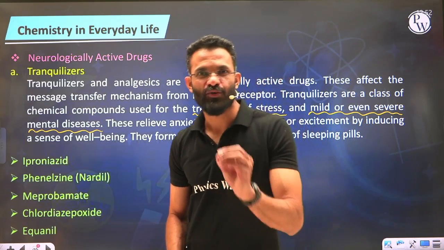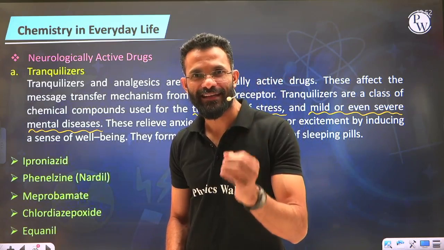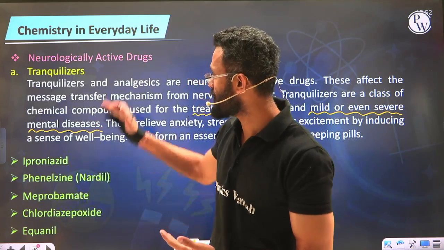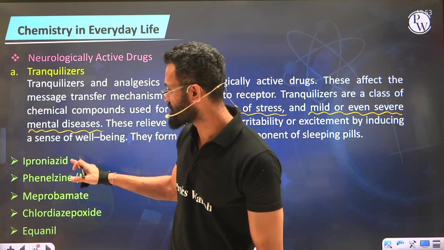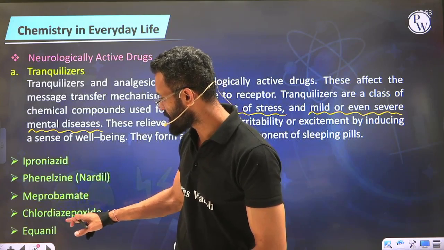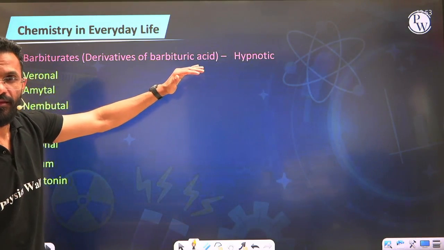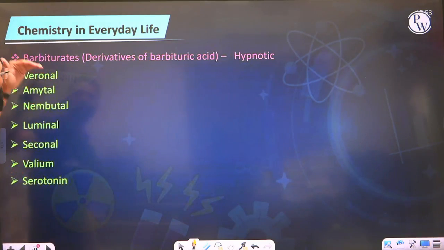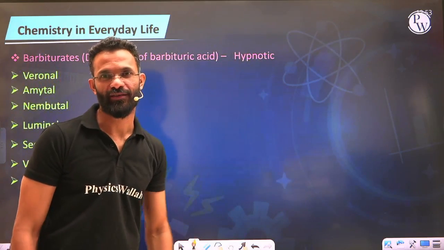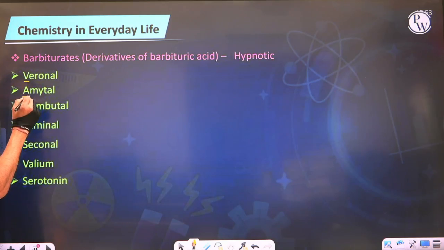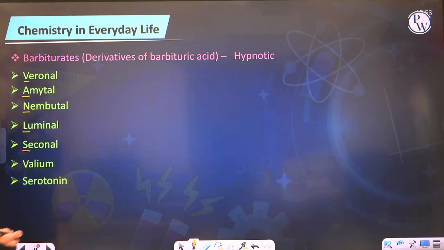Again, tranquilizers are those medicines which are used to treat mental illnesses or any mental disease or stress, and in fact in sleeping pills we use some chemical substances which also belong to the category of tranquilizers. The examples that we'll have to remember: iproniazid, phenelzine, meprobamate, chlordiazepoxide, Equanil and Valium. Other than this, there are some more which are basically considered derivatives of barbituric acid. Since these are all derivatives of barbituric acid, we call them barbiturates, or you also call them hypnotic drugs. To remember this, simply remember the word VANILS. V stands for Veronal, A for Amytal, N for Nembutal, L for Luminal and S for Seconal. So I simply remember this as VANILS.